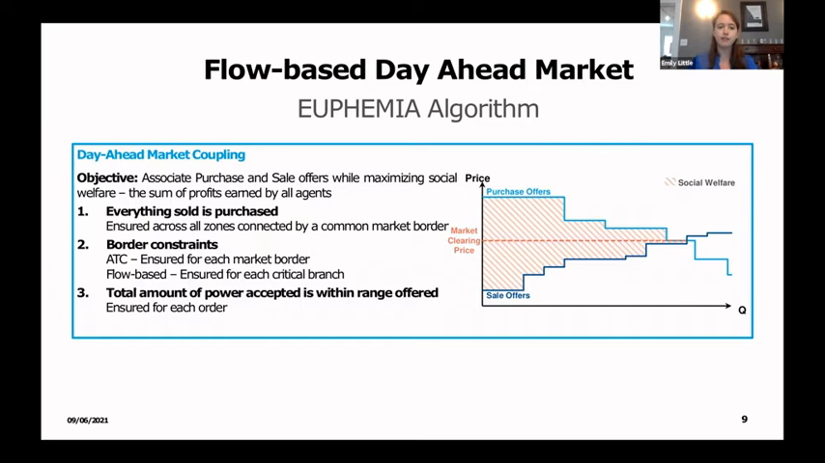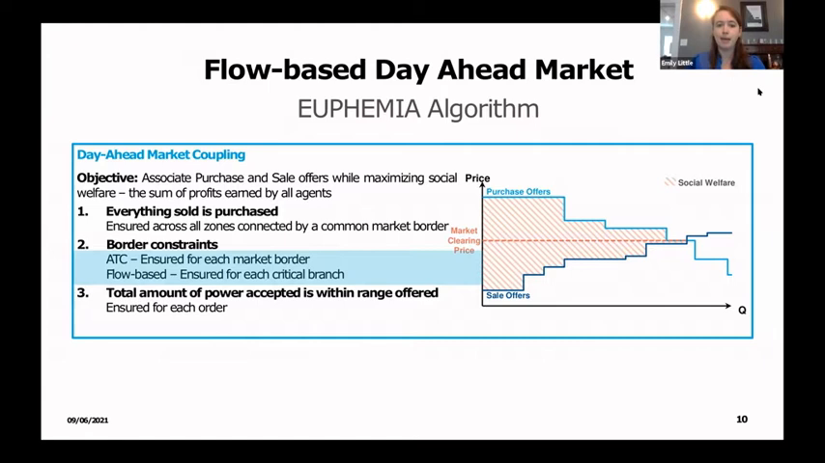And there are a few different constraints on this problem. Everything sold is purchased. This is ensured across all of the zones that are connected by one common border. Then we have the border constraints, which is what I'm going to talk about. And then, of course, the total amount of power accepted is within the range that's offered for each order. And out of this algorithm, we get the accepted quantities and the market clearing price, one for each zone, which generally aligns with the countries in Europe, besides some exceptions. As I said, I'm going to be focusing on this border constraint piece of the Euphemia algorithm.